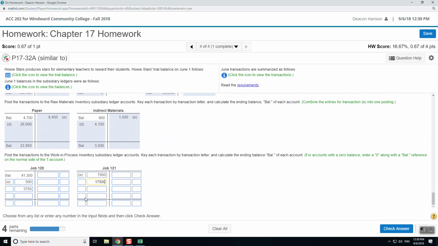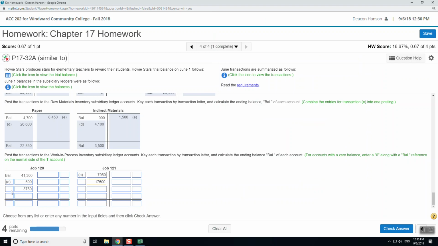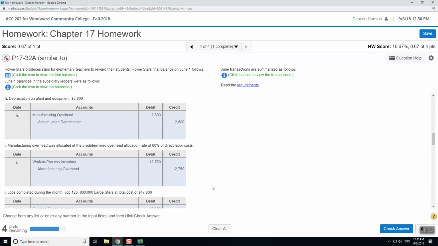You know how I labeled mine, right? For my notes in my head, I would have labeled what it was on the work in process. But over here, we're just using the reference letter from the journal entry. Okay. Now let's take another look.